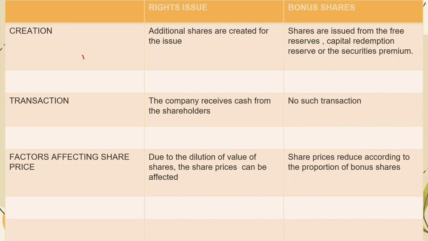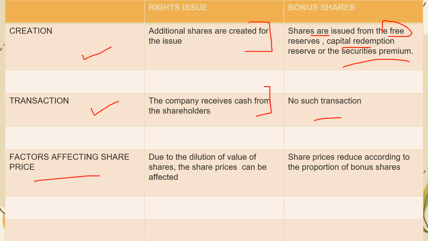Next point comes up the creation. In right issue, additional shares are created for this issue, but here shares are issued from the free reserves, from the capital redemption reserve, and from the securities premium, either of these. Okay, next is the transaction point. The company receives cash from the shareholders, so it's a cash transaction. No doubt they will be paying a little on discount, but they have to pay it. And when we talk about the bonus shares, there is no cash transaction because everything is issued for free.